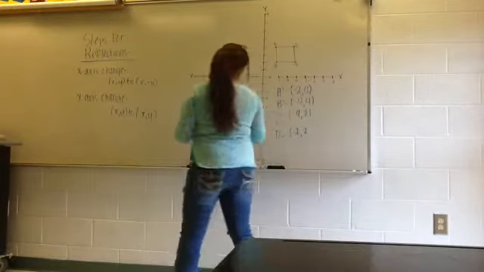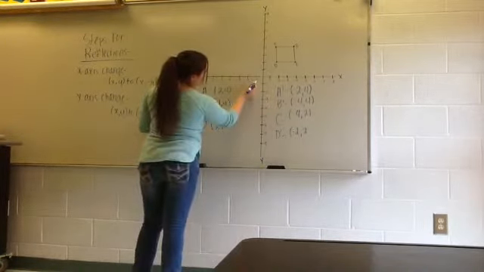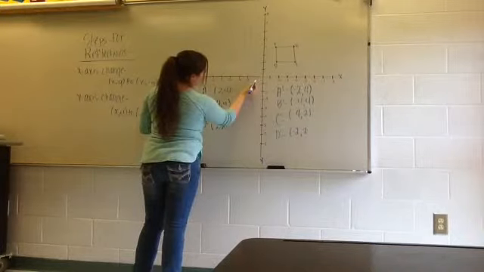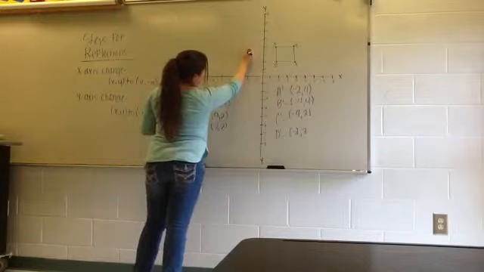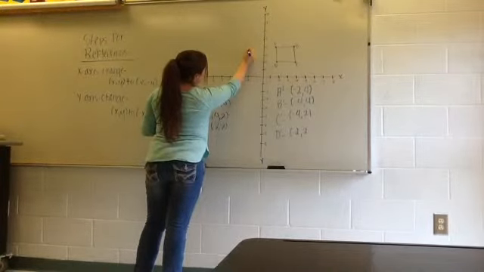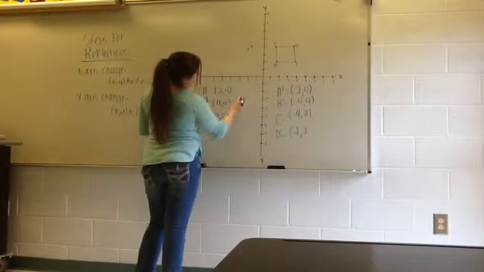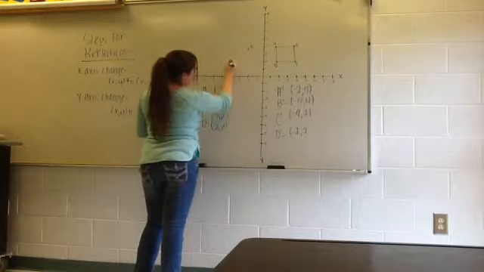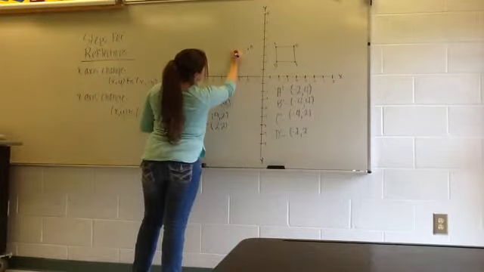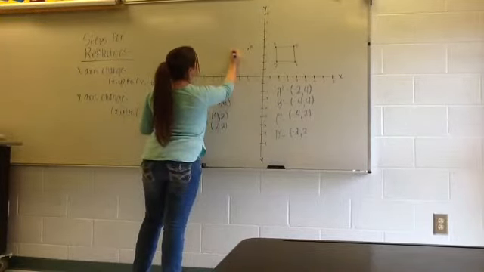Now we're going to plot our coordinates. A is at -2, 4, so we're going to go to the left 2 and up to 4. That's our new A coordinate. For B, it's -4, 4, so we're going to go over to -4 and up to 4. And our new B coordinate is right there.